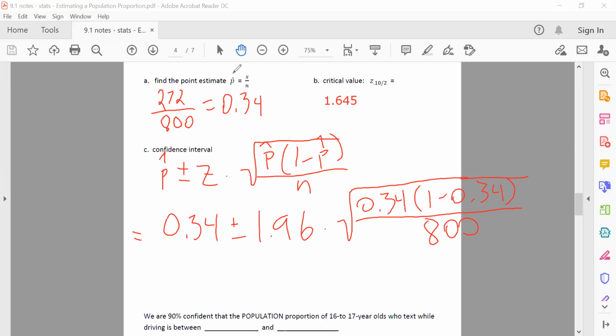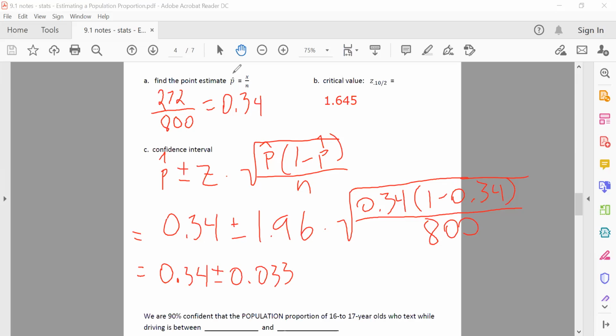0.34 times 1 minus 0.34 divided by 800. Then you can take the square root of that. Then you can multiply by 1.96. And you'll end up with a margin of error. So you'll have 0.34 plus or minus your margin of error, which I'll round to 3 decimal points, 0.033. So your margin of error is 0.033, also known as 3.3%.